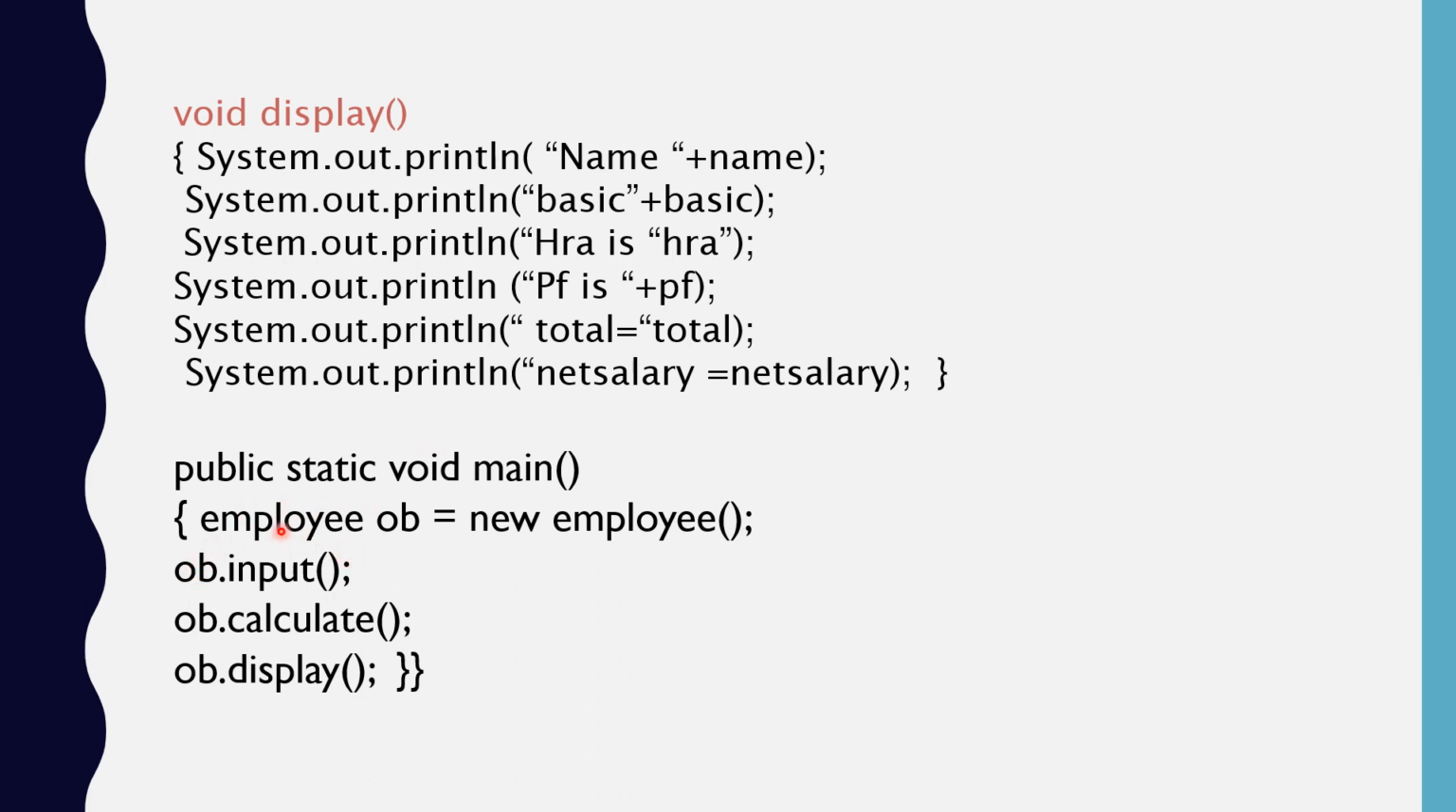And the main program, here no need to input anything. So main: public static void main, create the object of the class employee, ob is equal to new employee, then call the three functions: ob.input, ob.calculate and ob.display. The constructor is automatically called as soon as you create the object, and our program is over. And if you write properly with the list of variables and commands, your full 15 marks are safe.